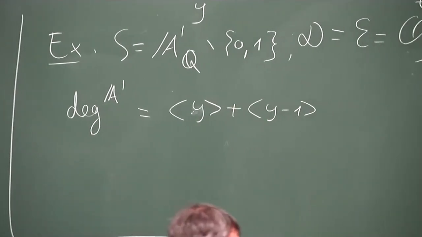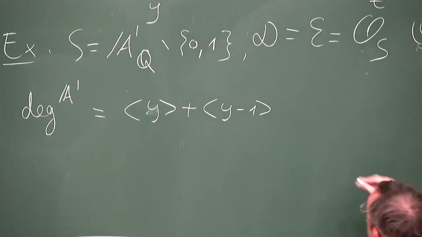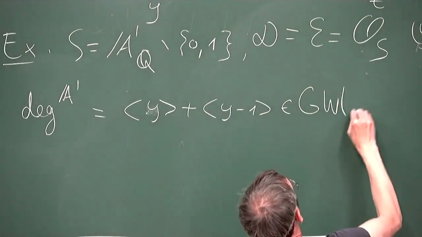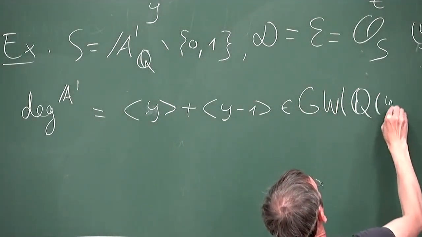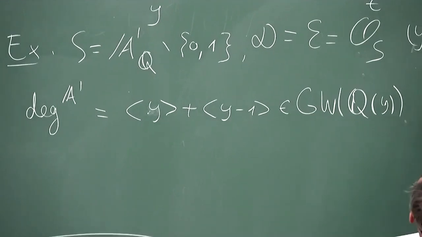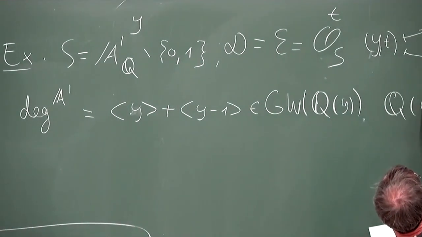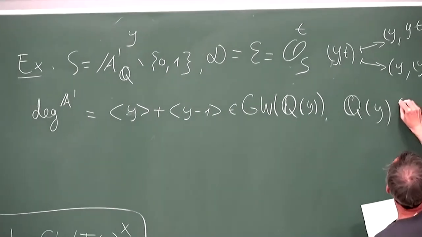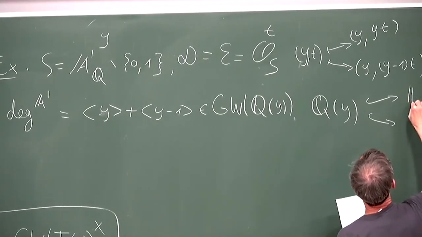And how can you see? So this here is in the Grothendieck-Witt ring of this function field in one variable. And you can embed this field into the field of real numbers.